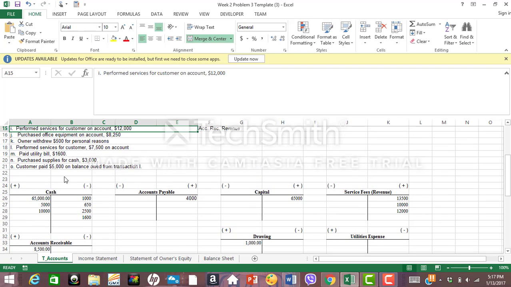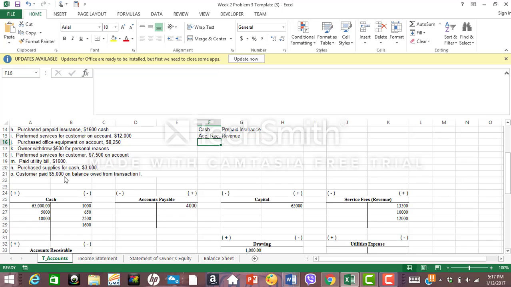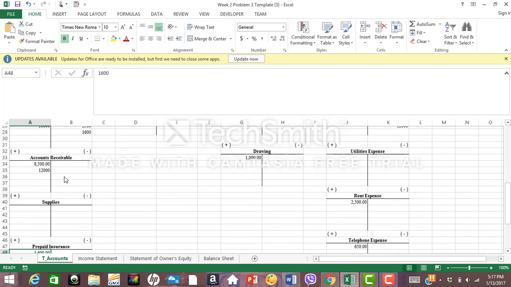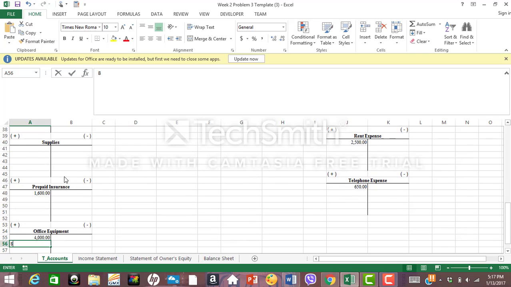The next transaction is purchased office equipment on account for $8,250. So office equipment and accounts payable are the ones that get affected. So it is $8,250 under accounts payable, and then we go under office equipment, which is $8,250.